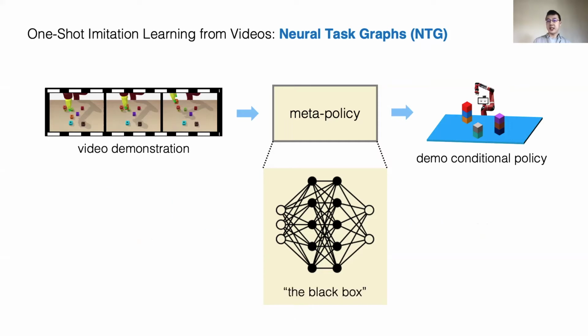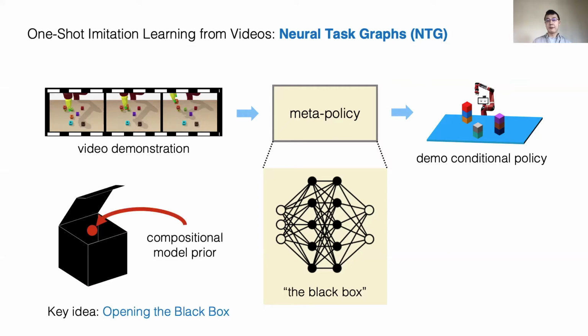However, as you can see, this is quite a black box approach. It works well for simple and short-horizon tasks. Often it needs a lot of data to train. So when the model goes wrong, we don't know how to fix it and how to improve that. So our idea is to see if we can open the black box and infuse the model with more compositional model priors as the inductive biases in the model to improve the generalization.